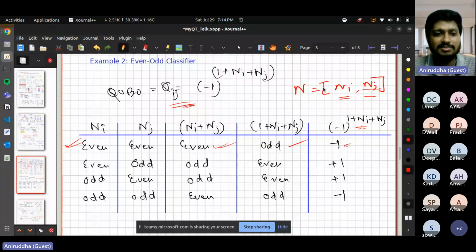Okay, and the same thing if you do for ni equal to even and nj equal to odd, you get odd, and this expression will be even, and -1 to the power even will be +1. And if you just keep on doing the same thing, you get these possible combinations. For even, you get -1. For odd, you get -1. For even odd, you get +1.